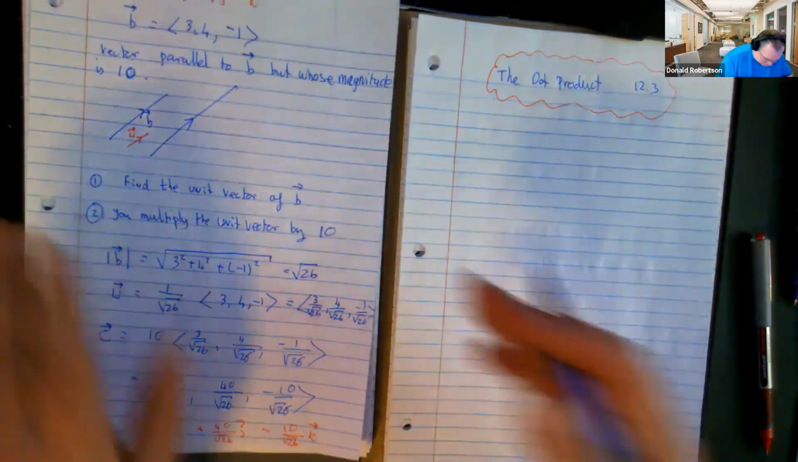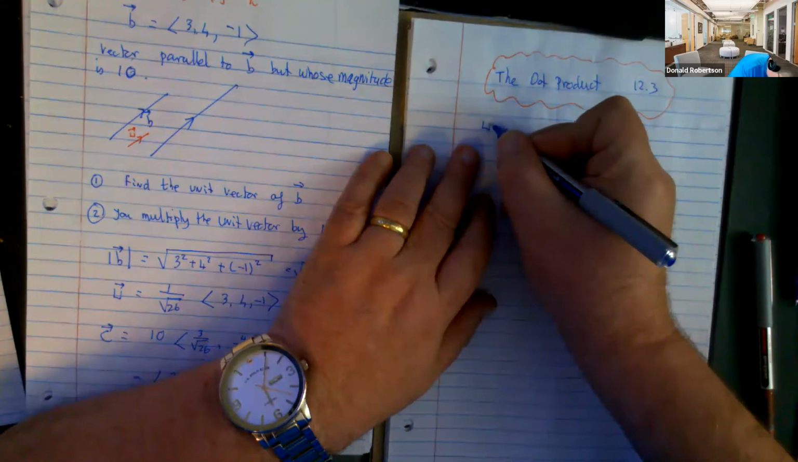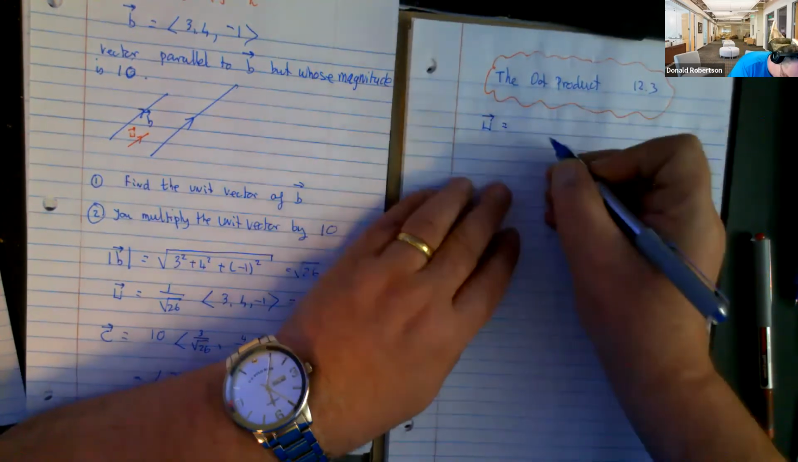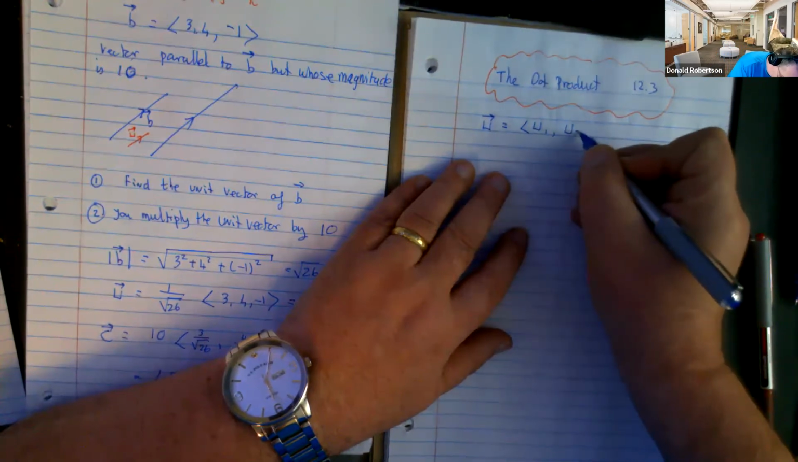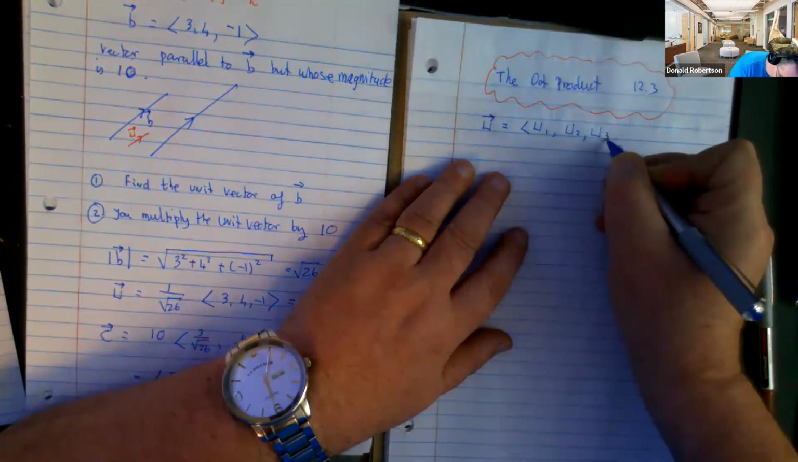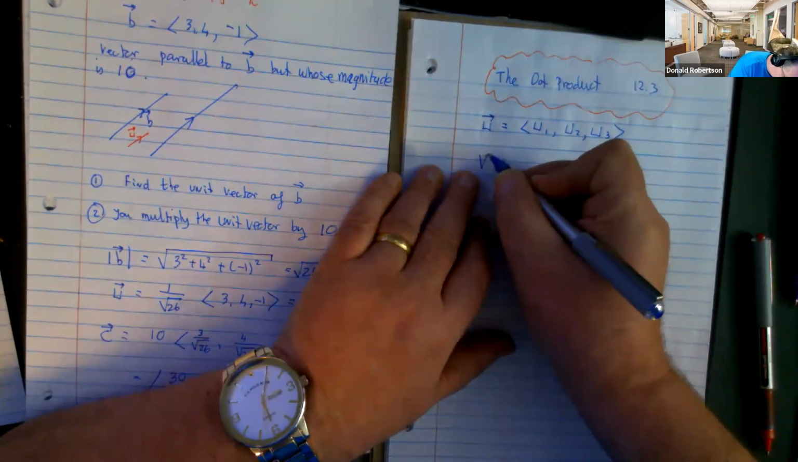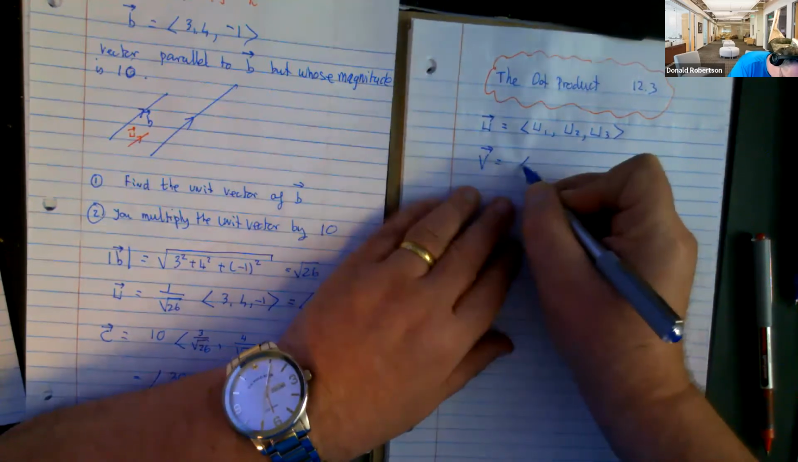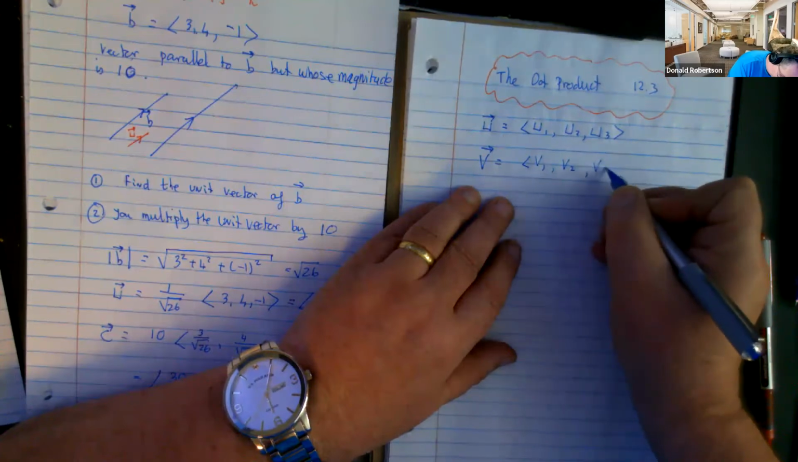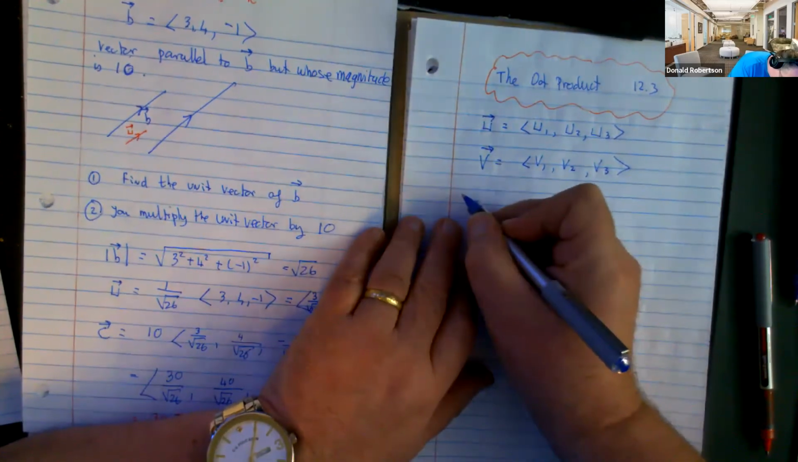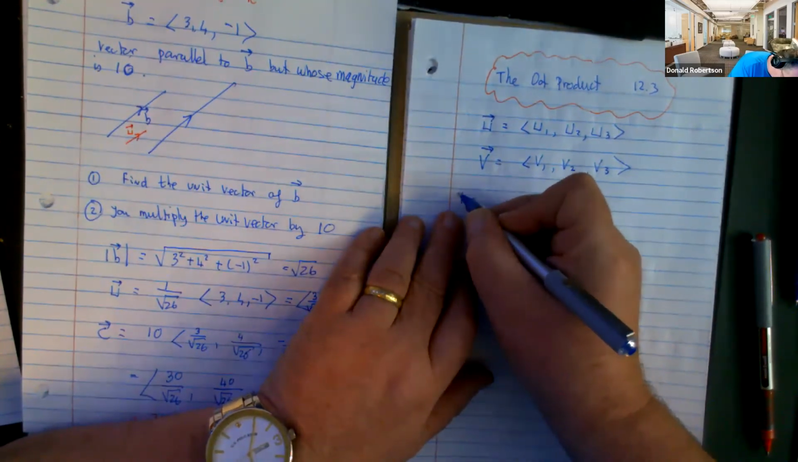So imagine I have two vectors, one called u, and we're going to call its components u1, u2, and u3. And I have a second vector v, and I'm going to call its components v1, v2, and v3. There is an operation on vectors called the dot product.